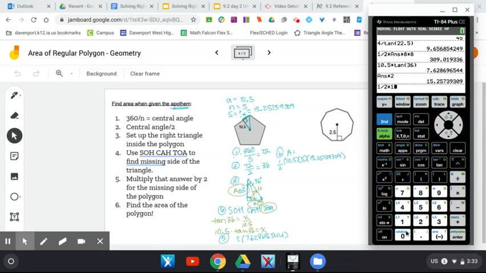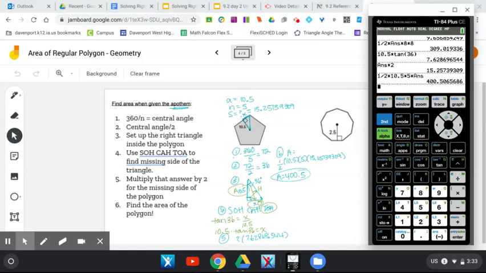So I'm just going to take 1/2 times 10.5 times 5 times, and I'm going to hit second answer here so it can take what I had previously typed in, and basically it's like the copy and paste feature, and you get 400.5. And that's your area there.